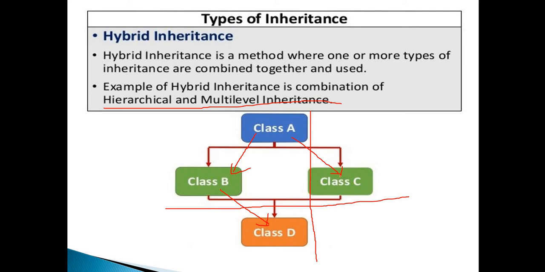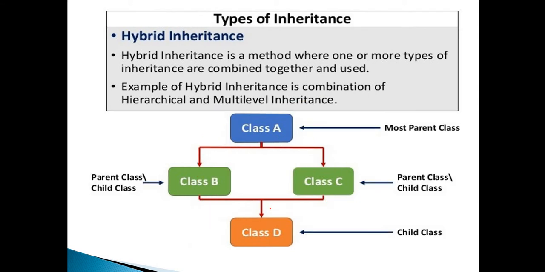Okay, so when you write a program, we can have two classes, class A and class C, that will be the base class. The class B will access data from class A. Class D will access data from class B as well as class C both. So when you write this program, you apply multi-level inheritance as well as multiple inheritance both.